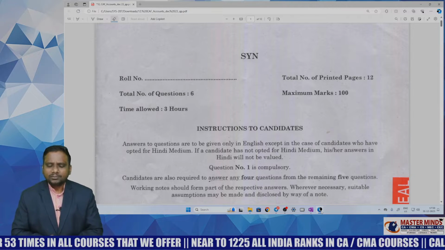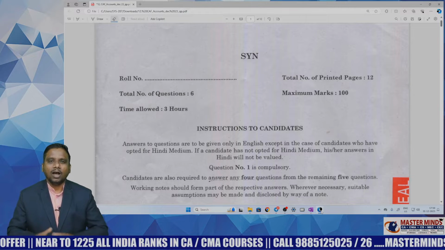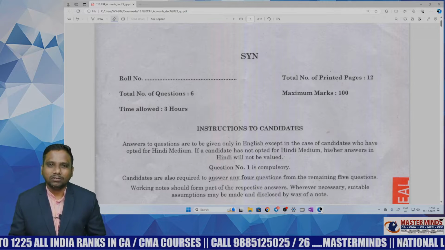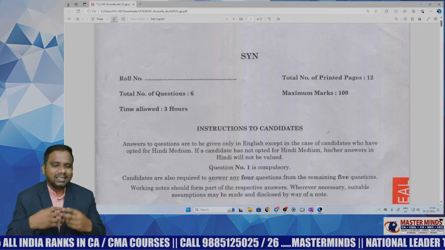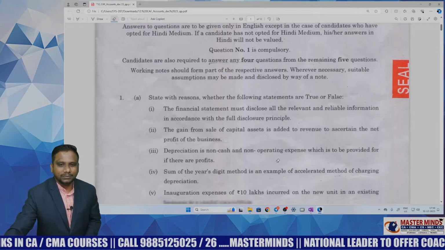Now we try to understand each and every question. We look into each and every question, whether it can be solved easily or whether there is any tricky point in it, students. Now look at the first question, students.